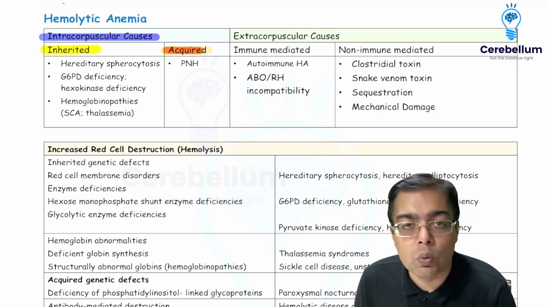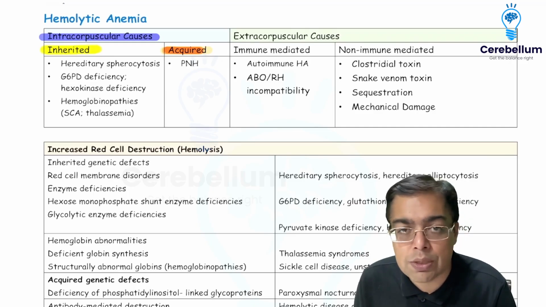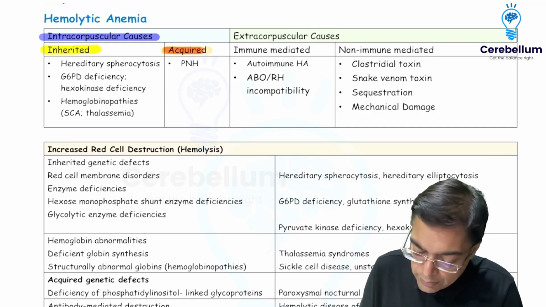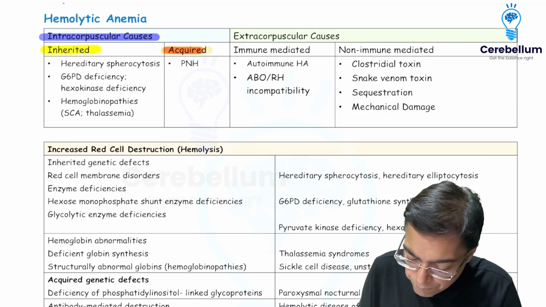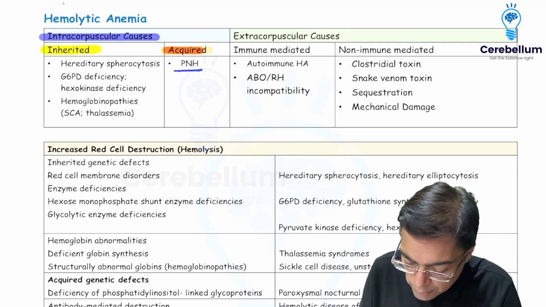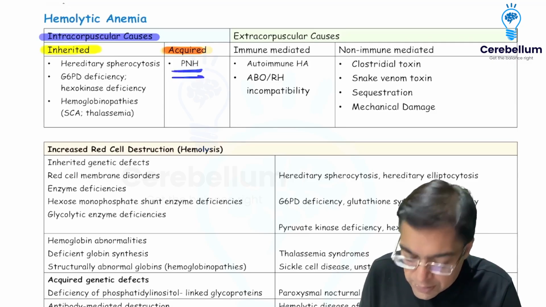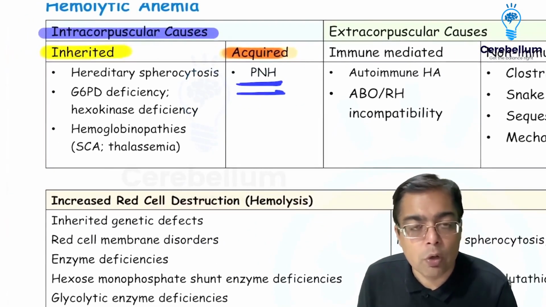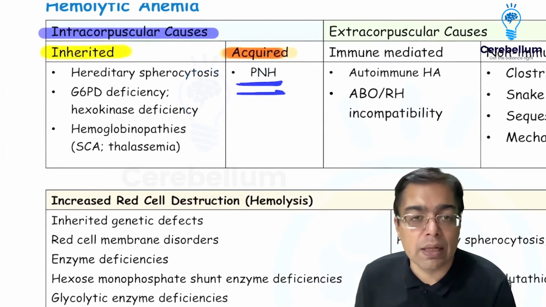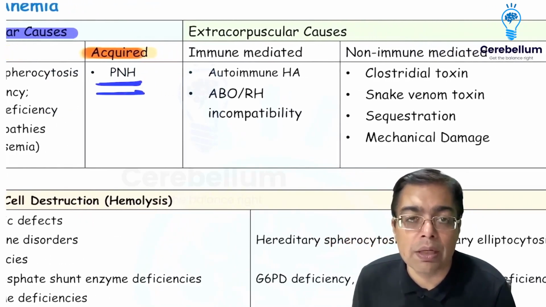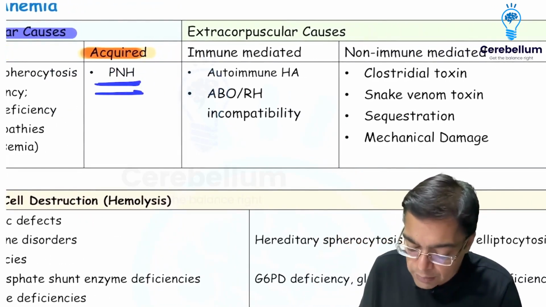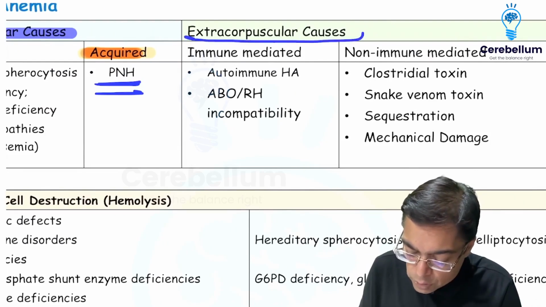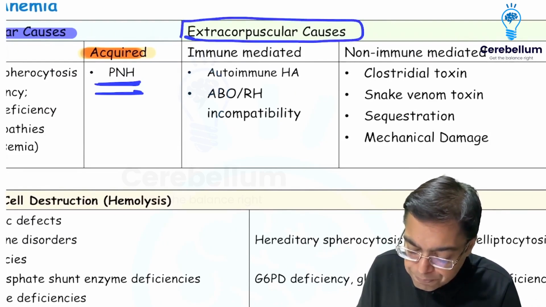Inherited conditions can include the membrane disorders, enzyme disorders or hemoglobinopathies. Inherited conditions are more, and we have just one condition which is intracorpuscular and acquired in nature, therefore it is easier and important for us to remember, that is PNH, paroxysmal nocturnal hemoglobinuria. Beyond that, conditions like Rh incompatibility, ABO incompatibility or immune hemolytic anemia are examples of immune mediated extracorpuscular causes of hemolytic anemia.